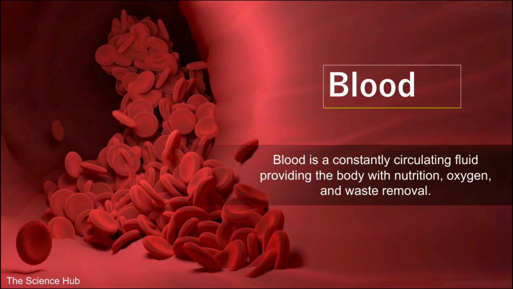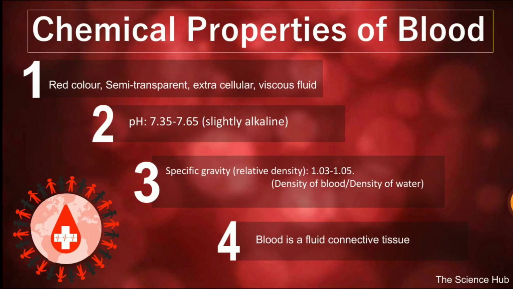Blood is a constantly circulating fluid providing the body with nutrition, oxygen and waste removal. Chemical properties of blood. Blood is red in color, semi-transparent, extracellular and viscous fluid. Its pH lies between 7.35 to 7.65, making it slightly alkaline.